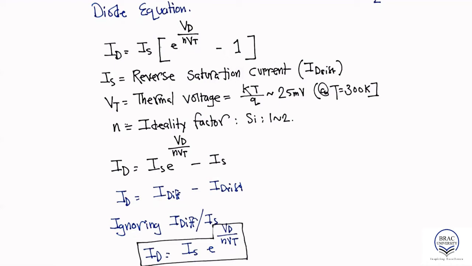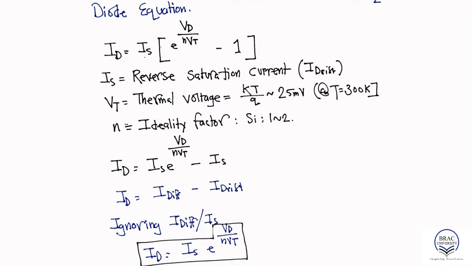Welcome back everyone. In the previous unit, we learned about the diode equations. So the diode equation tells us mathematically the relationship between the current that flows through the diode and the corresponding voltage across the diode. So that is our diode equation. ID is equal to IS e to the power VD over NVT minus 1.